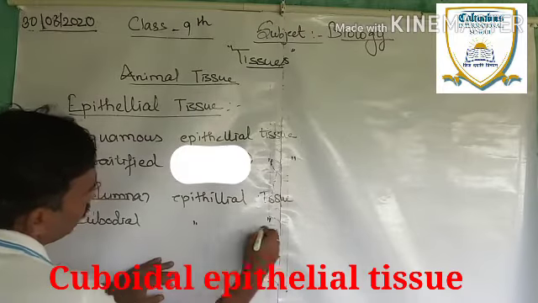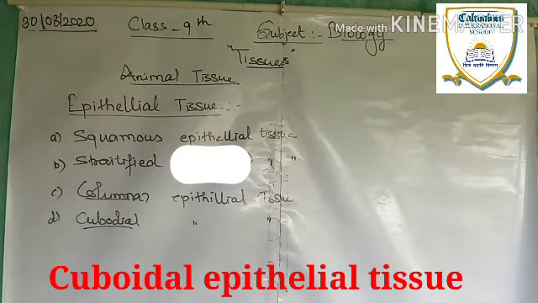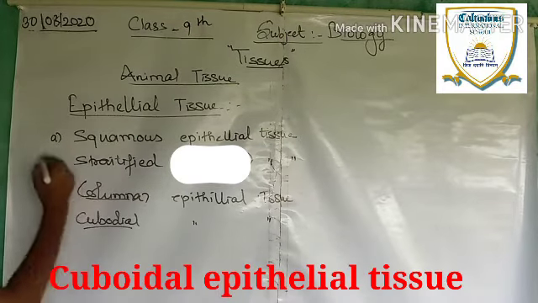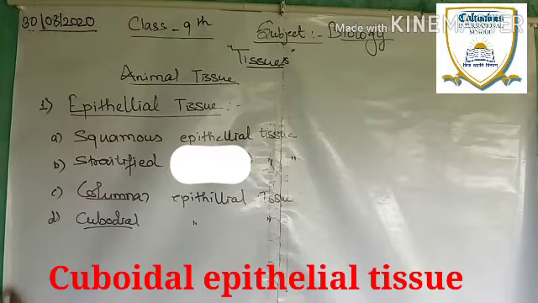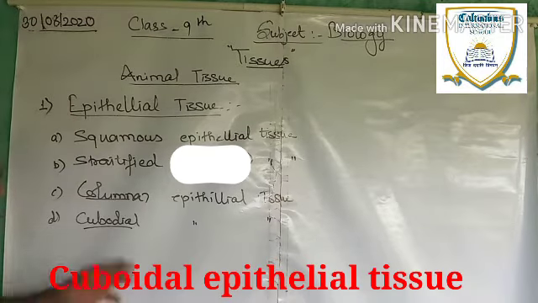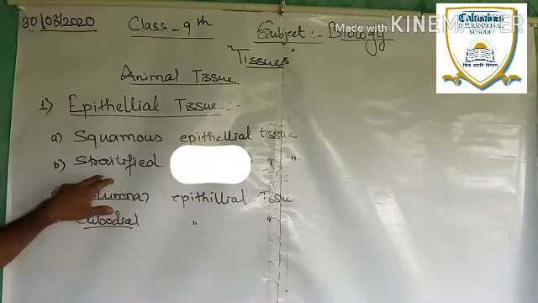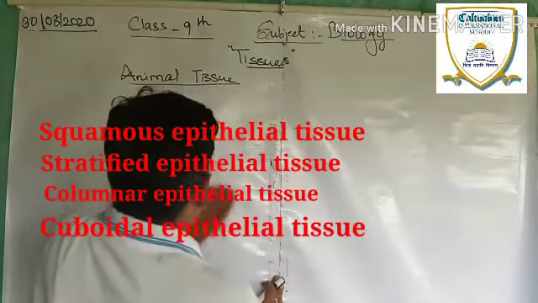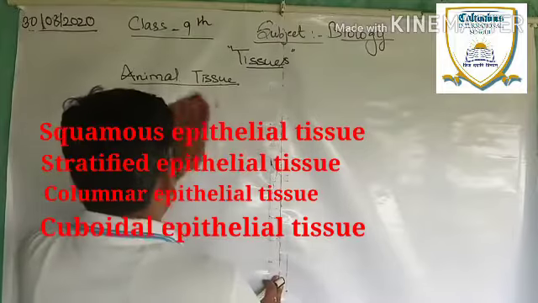Cuboidal epithelial tissue. As the name indicates, these are the tissue which are cubic in form, the form of cuboid. Correct. So epithelial tissue is also divided into the following types of tissue: squamous epithelial tissue, stratified, connective.